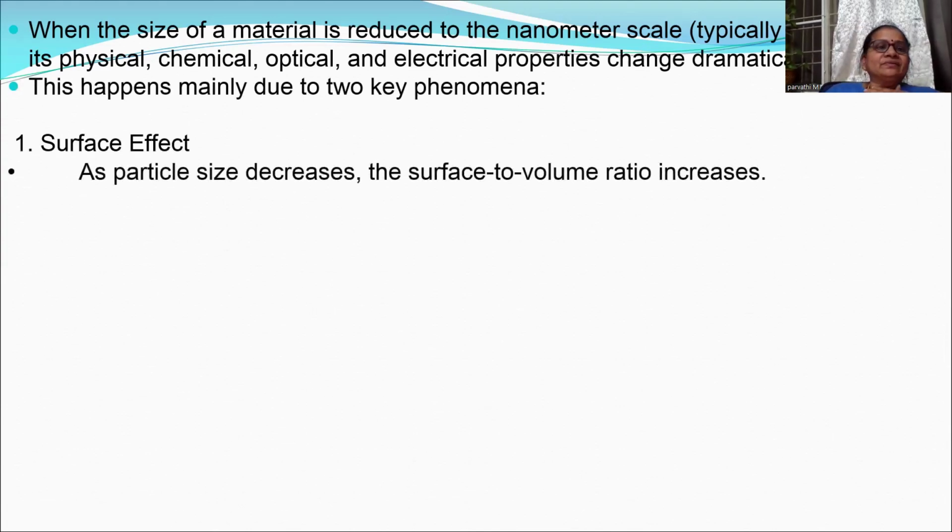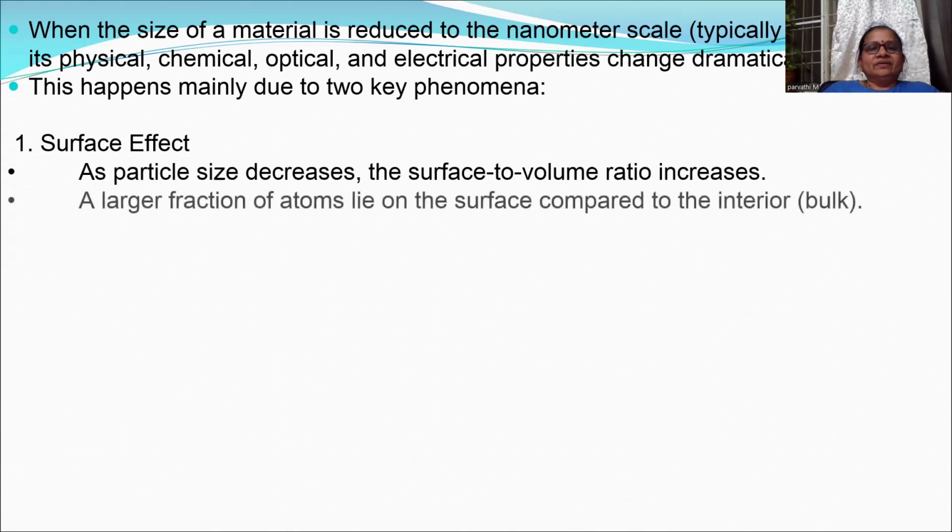One is the surface effect. In the sense that when the particle size is less, the surface to volume ratio increases. Because the material is getting tinier and tinier, within the available volume more nanoparticles will fit. So the reactions and their mobility, everything will be affected on the surface. As particle size decreases, surface to volume ratio increases. That means within the available volume, more particles are incorporated, and a larger fraction of atoms lie on the surface compared to the interior.